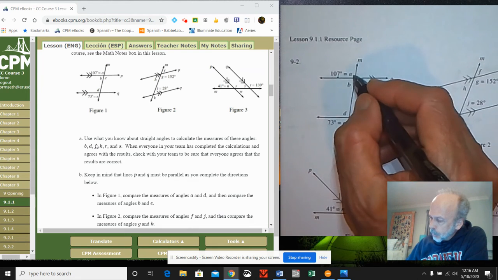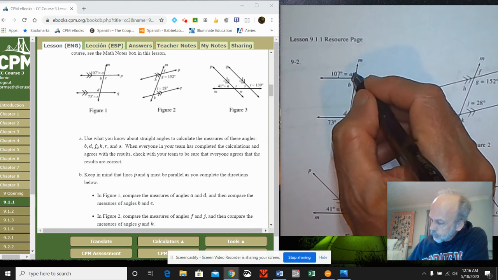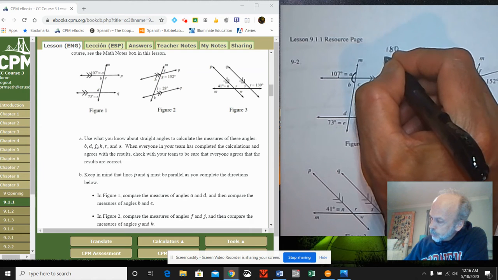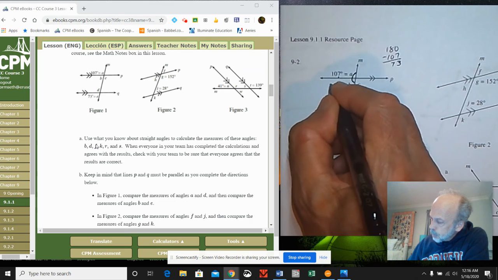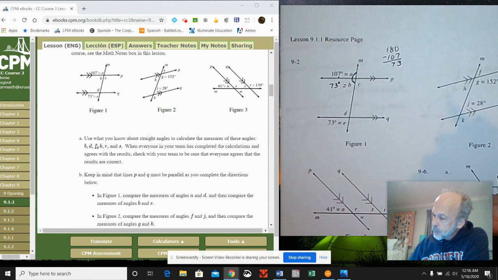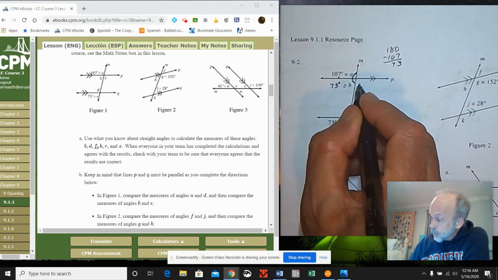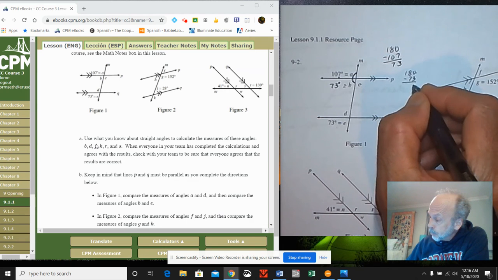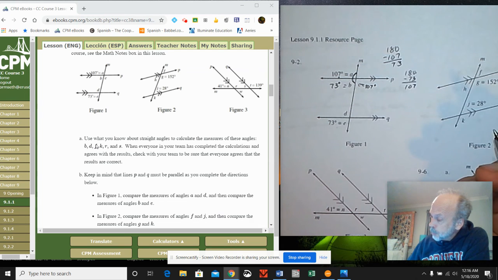For example, A and B together have to make 180 degrees because they create a straight angle. So we would subtract 180 minus 107. This tells us that B must be 73 degrees. Then you can do the same thing again. B and C have to make 180, so 180 minus 73. That tells us C is 107 degrees.